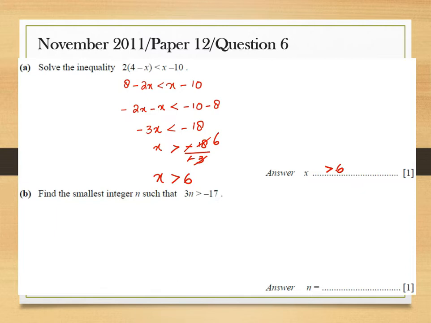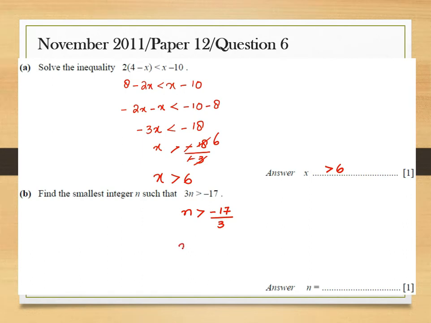The sign of inequality will be exactly the same, greater than. So n is greater than minus 17 upon 3. If we divide minus 17 by 3, it will be minus 5.66. So n is greater than minus 5.66. Now here they are saying find the smallest integer n such that 3n is greater than minus 17.